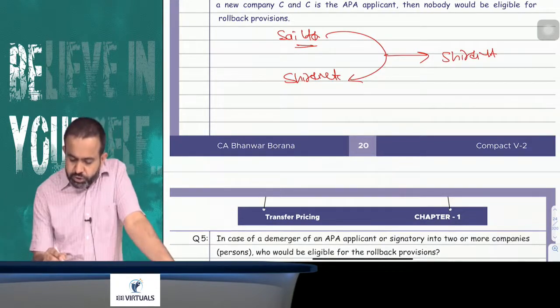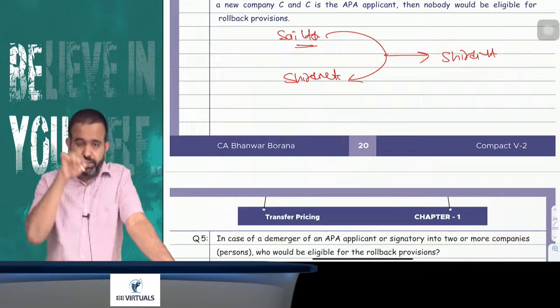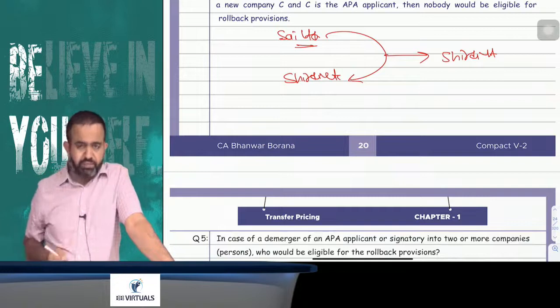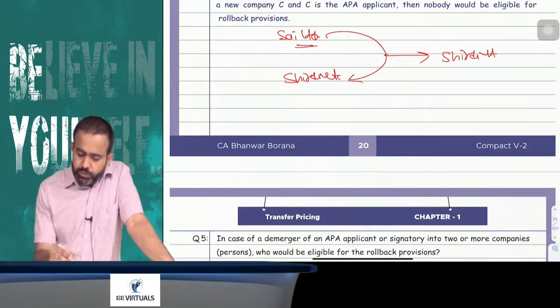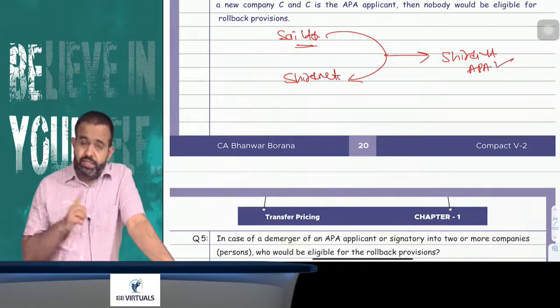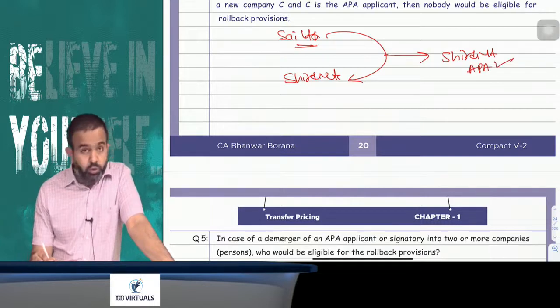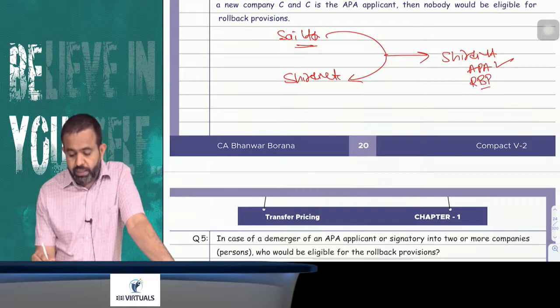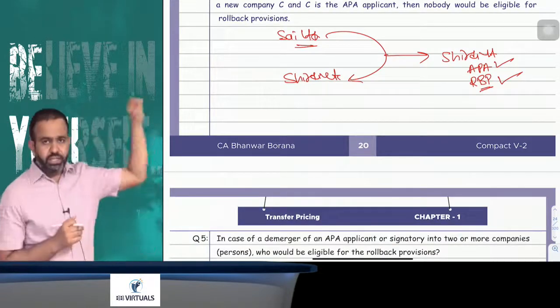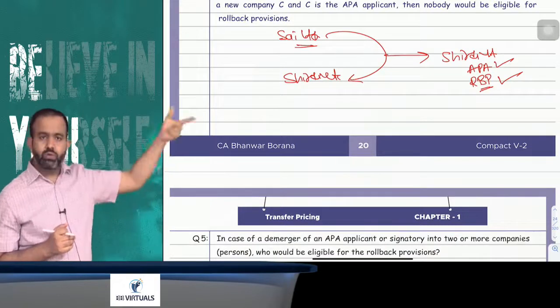Now suppose in the current year only, Sai Limited is merged with Shirdi Limited. So now there is only one company, that is Shirdi Limited. Now suppose Shirdi Limited is going for APPA and they enter into APPA. Can they take the rollback also or not? Means rollback provision is applicable or not? Answer is yes, because now it is Shirdi Limited. Earlier Shirdi Limited was in existence. Answer is yes, so they can go for the rollback.